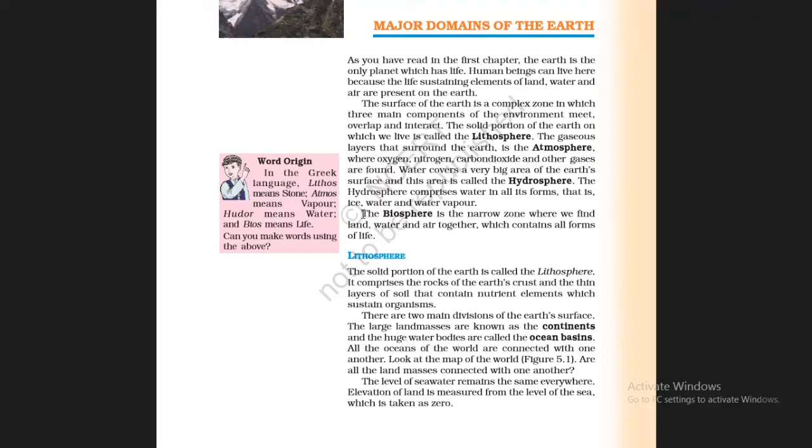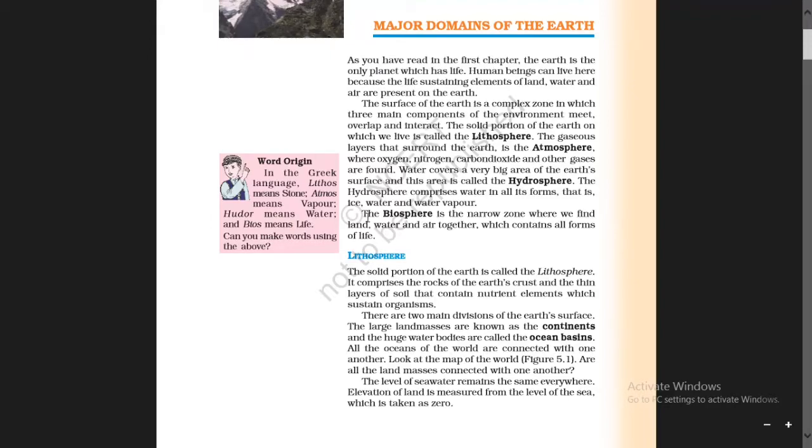It surrounds the earth. It is the gaseous layer where oxygen, nitrogen, carbon dioxide, and other gases are found. So in the atmosphere, you see gases such as oxygen, nitrogen, carbon dioxide, and other gases are found.